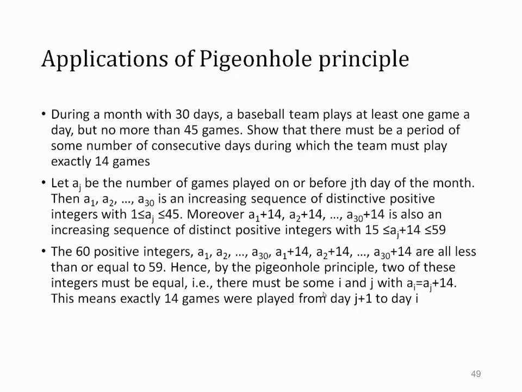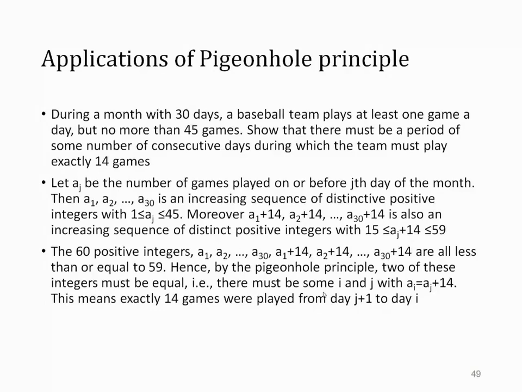aj plus 14 lies between 15 and 59, because you have to add 14 to 1 so that you get the minimum bound as 15, and for the maximum, 45 plus 14 gives 59. That is the maximum bound.